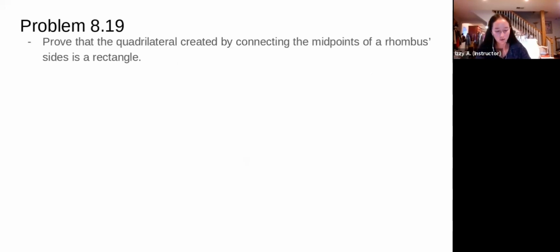So next we have problem 8.19. For this problem, we want to prove that the quadrilateral created by connecting the midpoints of a rhombus's sides is a rectangle.